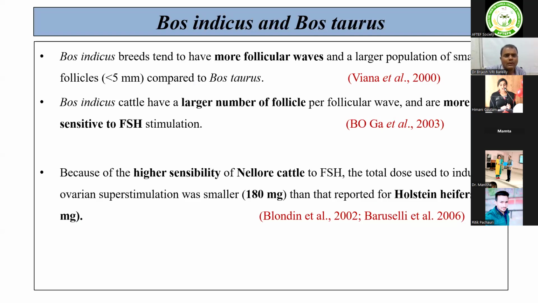Our Bos indicus breeds tend to have more follicular waves and a larger population of small follicles. Bos indicus cattle have a larger number of follicles per follicular wave and are more sensitive to FSH. Because of the higher sensitivity of Nellore cattle to FSH, the total dose used to induce ovarian superstimulation is much smaller. Even 100 milligram is sufficient as compared to our purebred animals.